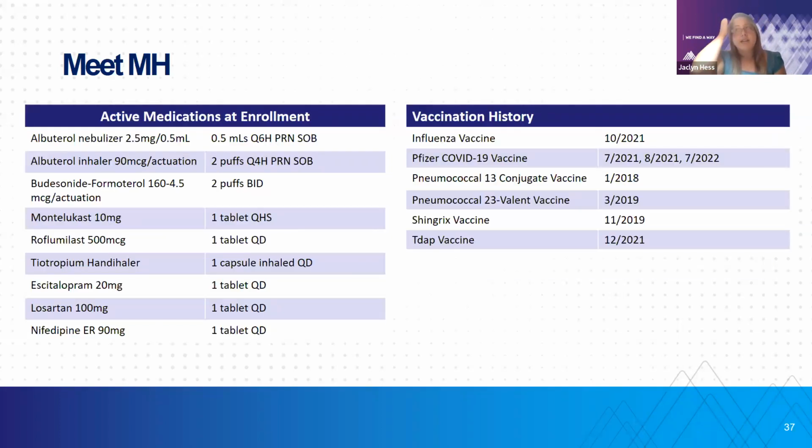As for her active medications at that time, she had albuterol nebulizers and inhalers as needed for shortness of breath. She was on Symbicort twice a day, Singulair, Daliresp once a day, and then also on Spiriva. And then for her comorbidities, she was on Lexapro, Losartan, and nifedipine. As for her vaccination history, she had the influenza vaccine in 2021. She was up to date with COVID, Shingrix, and Tdap, as well as the pneumonia vaccine, considering her age.